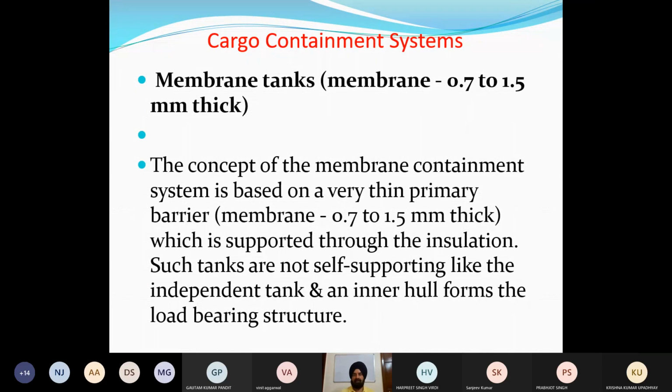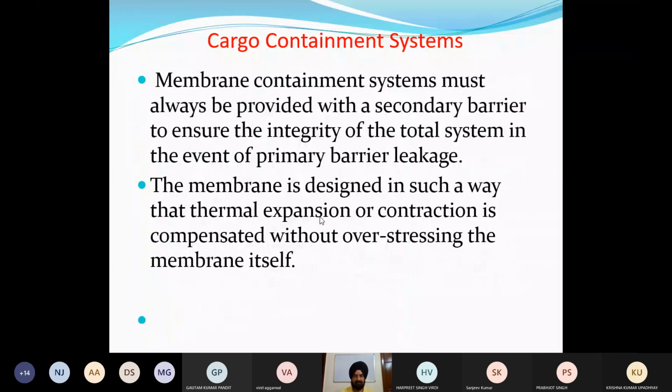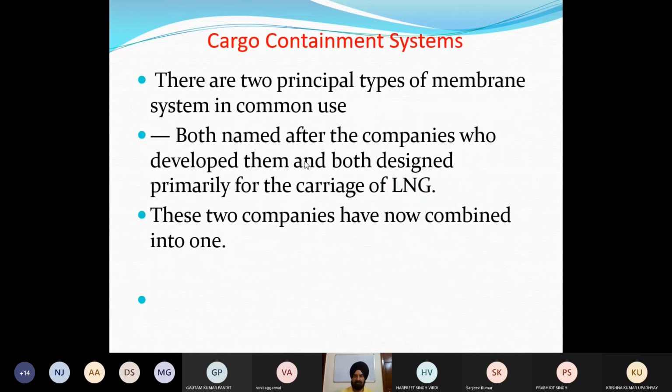Another one, the membrane tank. Membrane tanks mean again the thickness of the membrane is 0.7 to 1.5 mm thick only. So this is again a very specialized type of material used to take care of all the stresses. The concept of the membrane is based on a very thin primary barrier which is supported through insulation. Such tanks are not self-supporting like independent tanks, and an inner hull forms the load-bearing structure. A membrane system must always be provided with a secondary barrier to ensure integrity of the total system in the event of primary barrier leakage.